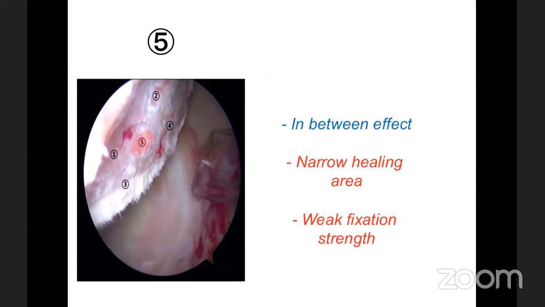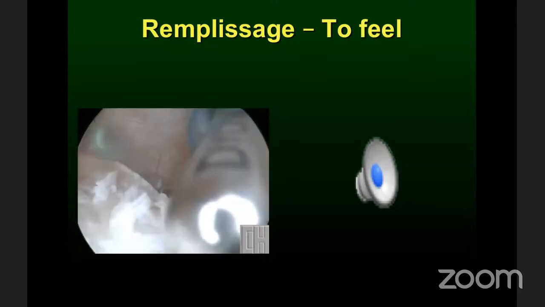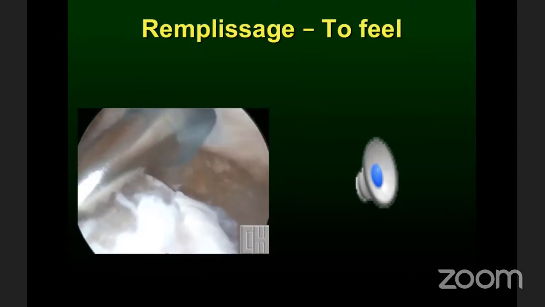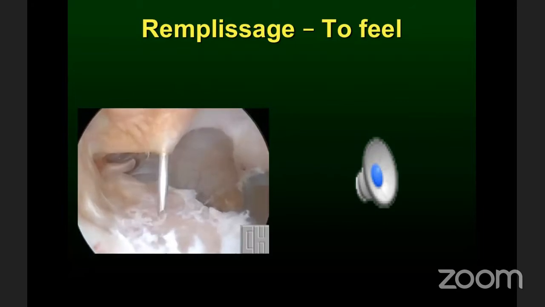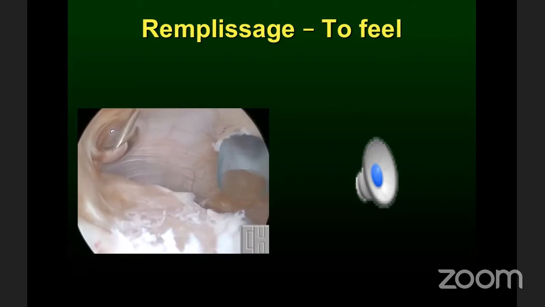And if you do it at 5 o'clock position, that is center, which is commonly done in India with a single anchor, there is a narrow chance of filling, which is described by Yong Wei as the filling index of the Hill-Sachs lesion, and weak fixation strength. So one has to understand it in great detail. Although ramplissage is to fill, one has to fill in toto. You can't just fill some part of the lesion and expect a wonderful result. You have to do an extra portal for that.